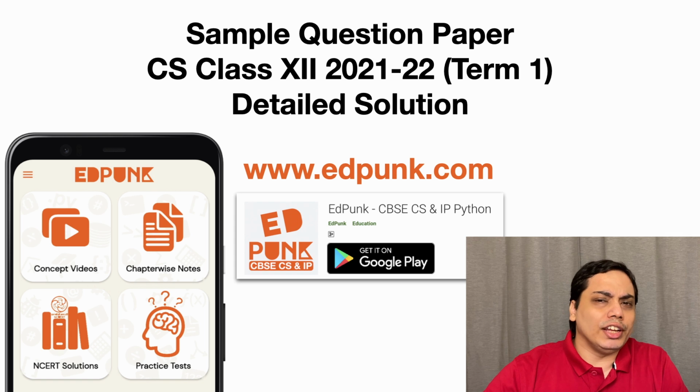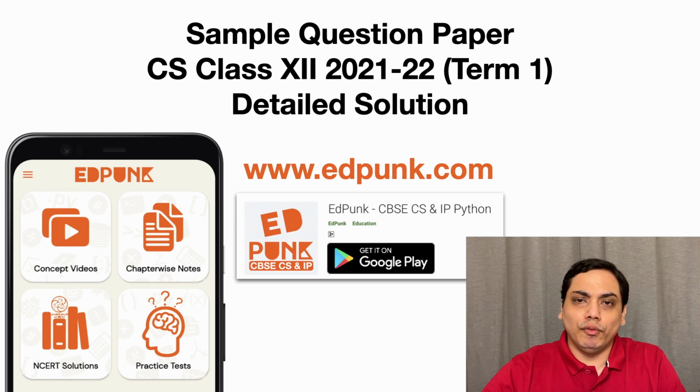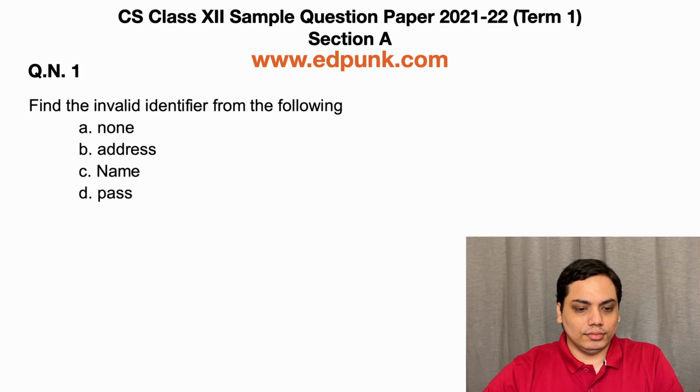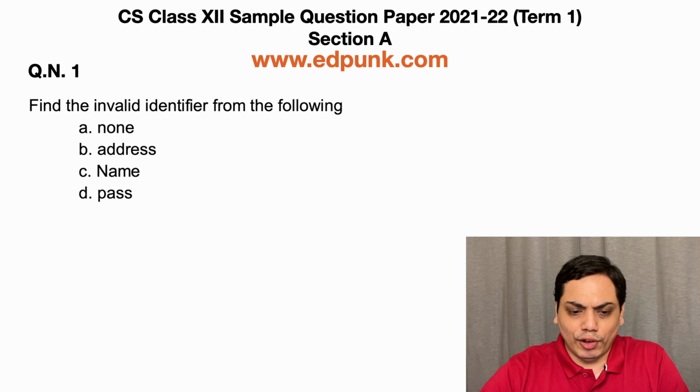So now, without wasting any further time, let us start with the first question. The first question is to find the invalid identifier from the following. Option A is None, option B is address, option C is name, and option D is pass.